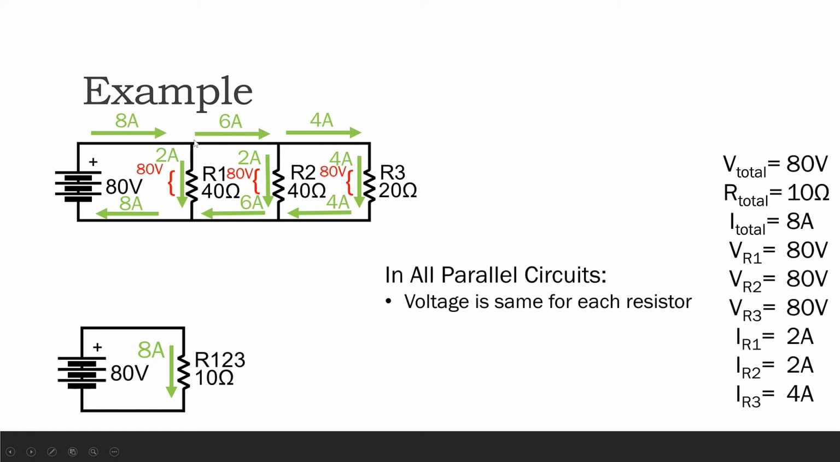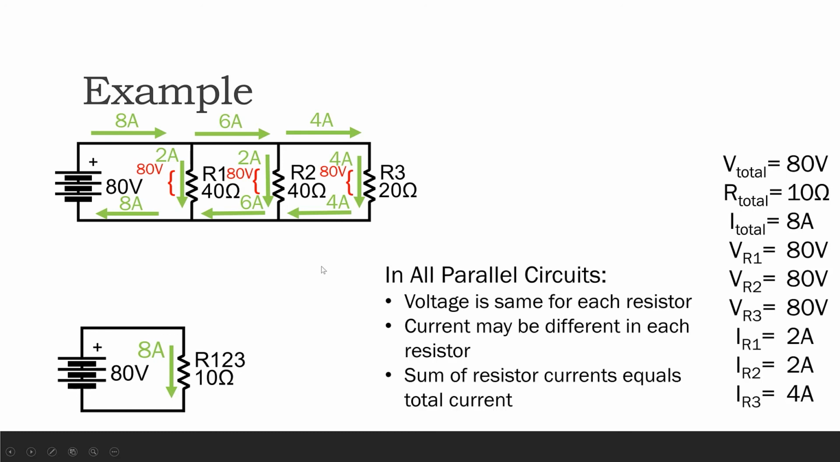So the voltage difference across one resistor is going to be the same as the voltage difference across every other resistor in a parallel circuit. So in all parallel circuits, voltage is the same for each resistor. But we see that current may be different in each resistor. Here we have 2 amps, 2 amps, and 4 amps. So we have different currents in different resistors. When the resistances are the same, then the currents are the same, but if the resistances are different, then they have different currents.